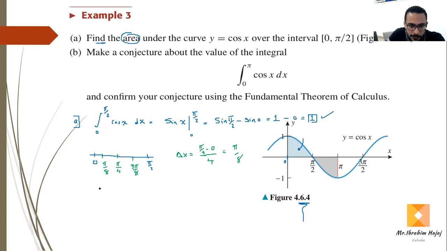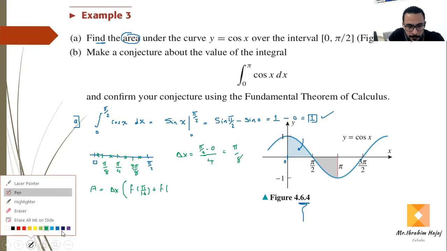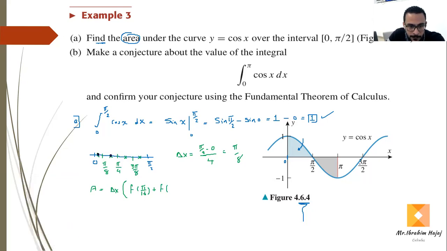Okay, so I have 4 intervals, and the same method: the area equals delta x multiplied by f at the midpoints, which give you more accurate results. Let me take the halfway point, for example pi over 16, and the next midpoint is halfway between pi over 8 and pi over 4: add them and divide by 2, it's 3 pi over 16.